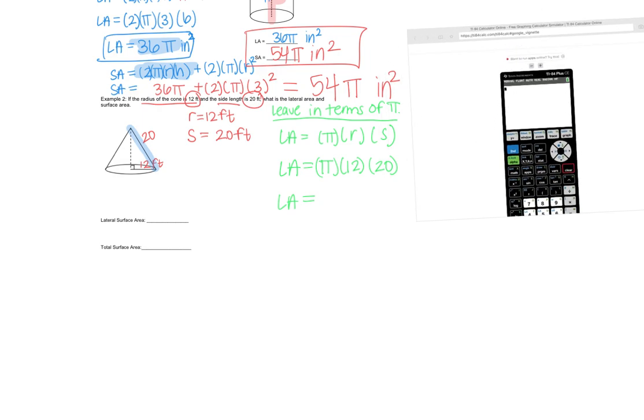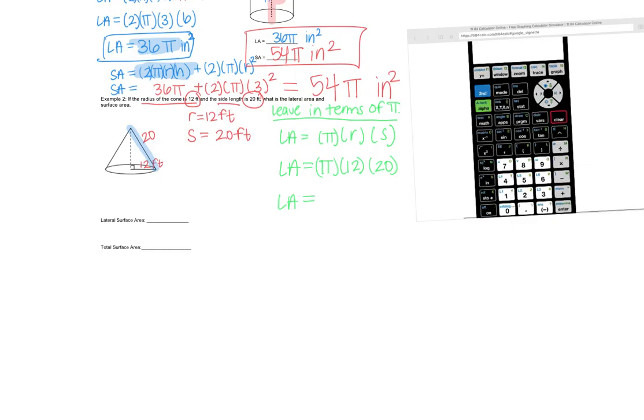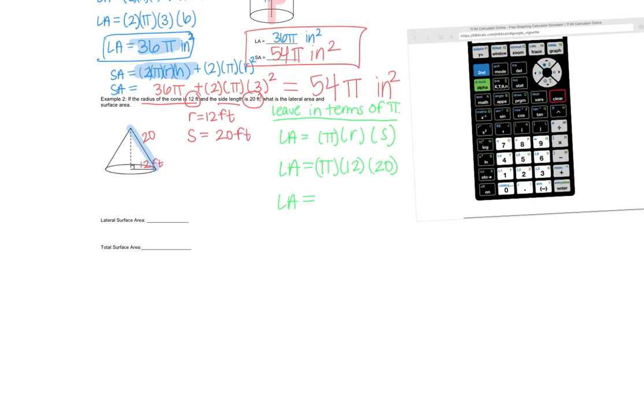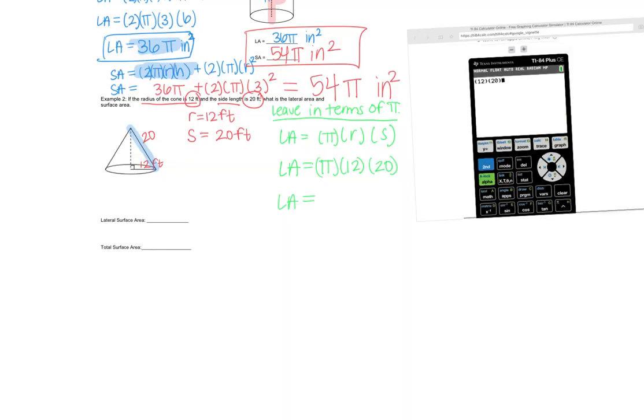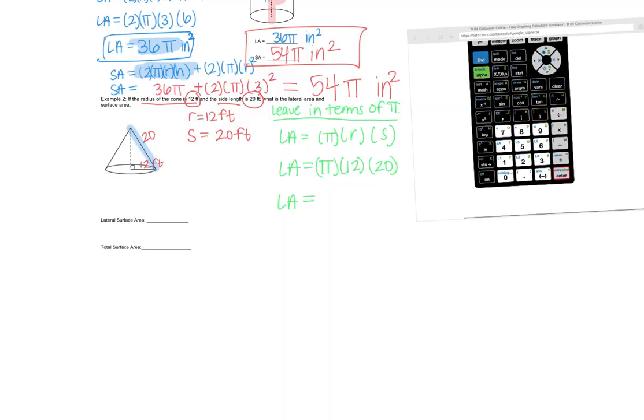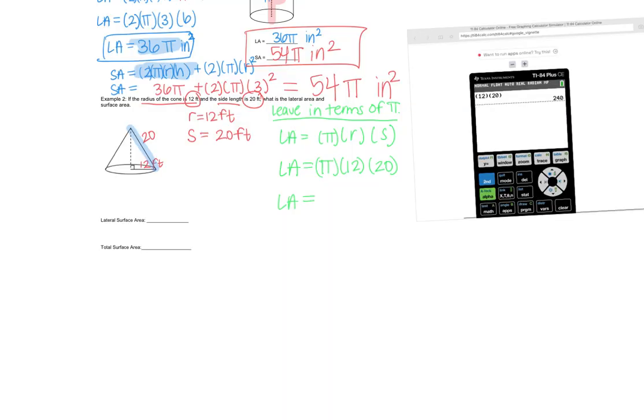Clear. Okay, so again, don't put pi, but put 12 and put 20. So 12 and 20 are technically just multiplying. So watch how it looks. 12 times 20, enter to get my answer, and it's 240. So this is 240, and then I'll put pi back where it needs to be.